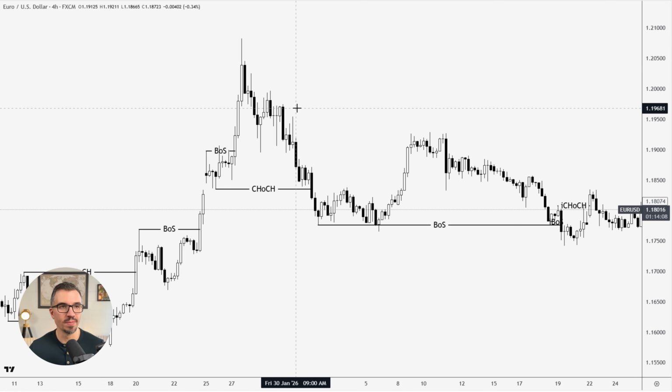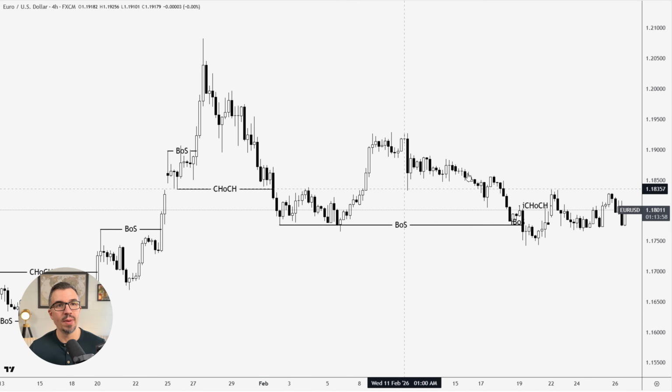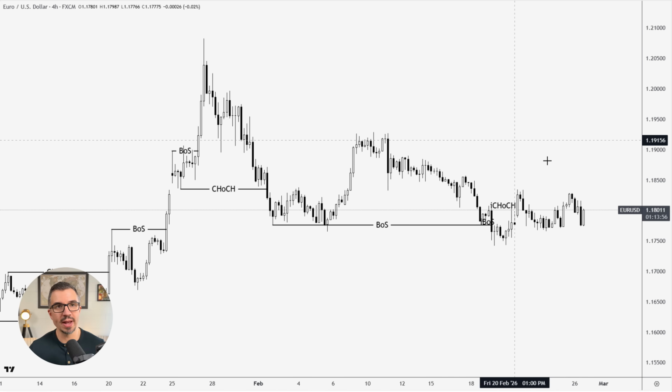So let's go to a 4-hour time frame because this is the easiest way to identify the external highs and lows on a chart. Yes, you can do that on the hourly time frame. That is my time frame of choice for directional bias, but I'm doing this here to prove a point because the 4-hour really makes it very clear.